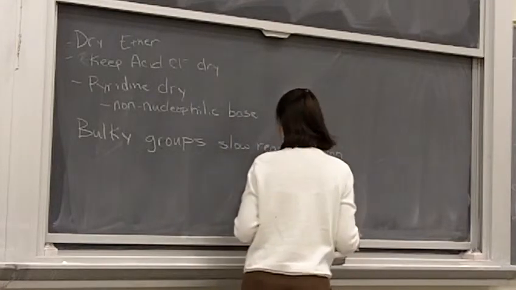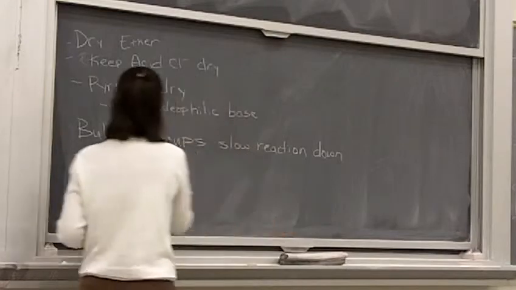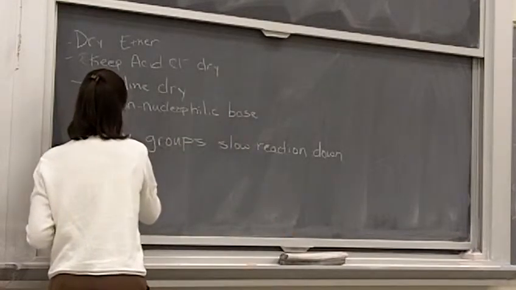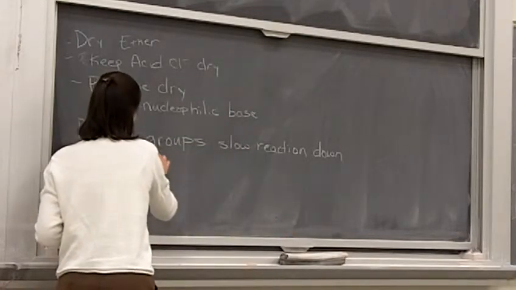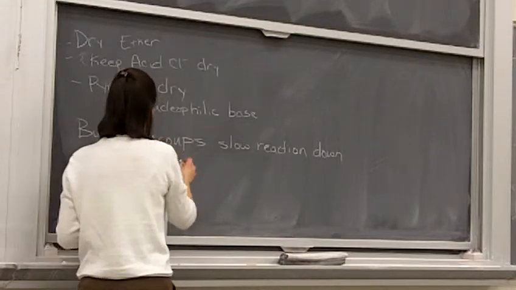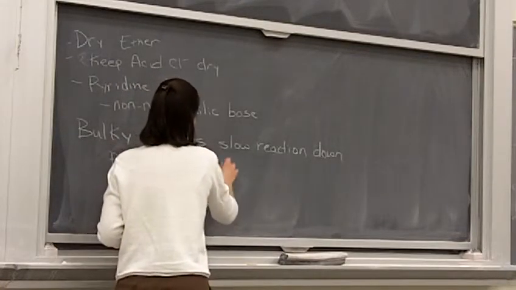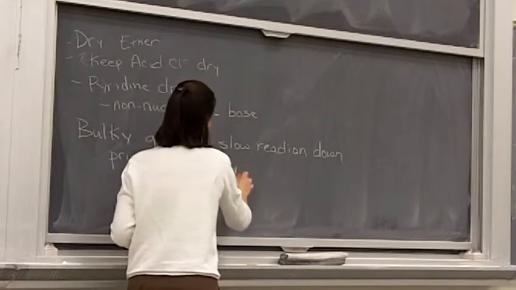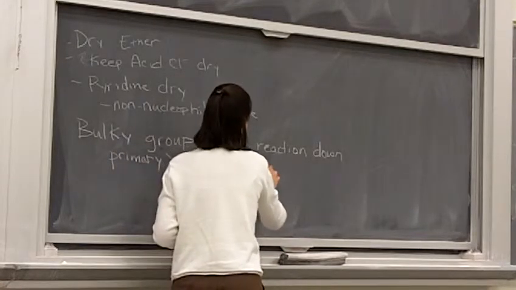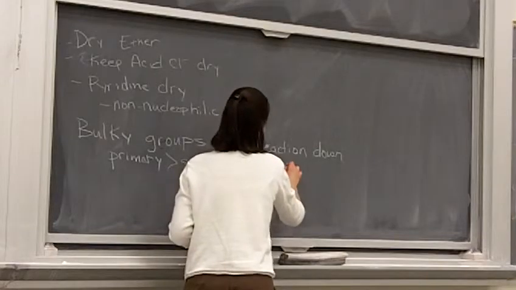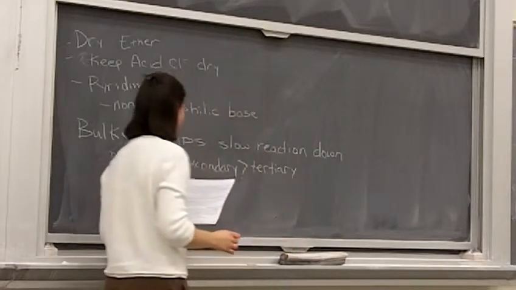And so preferably you want to use a primary acid chloride, then secondary would be next, and tertiary is going to really slow things down.